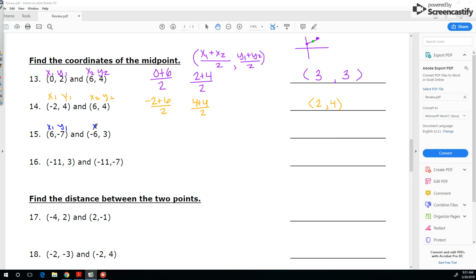x1, y1, x2, y2. Okay, adding my x's together. 6 plus negative 6 is actually, getting ahead of myself there, 0, and 0 divided by 2 is 0. My y's, negative 7 plus 3 is negative 4, and negative 4 divided by 2 is negative 2.